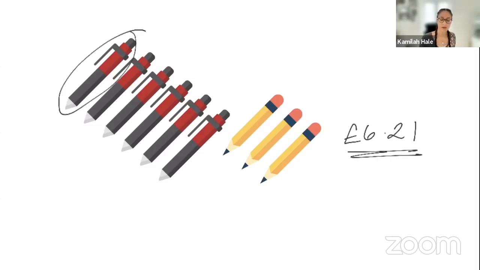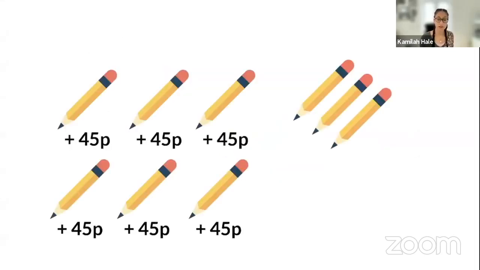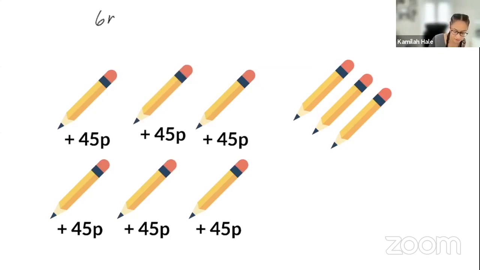Each pen costs the same as a pencil plus 45 pence. So I've replaced all of those. So now we have 6 pencils and 6 lots of 45, plus the 3 pencils that we had from earlier. Now let's write that down. Okay. So 6N plus 3L equals £6.21.